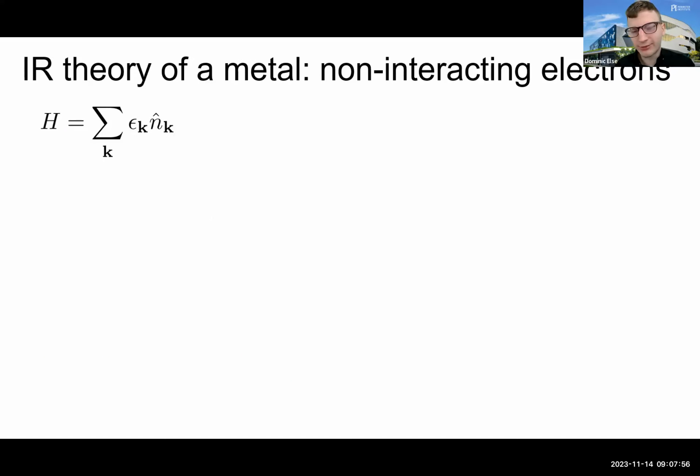And so what is the nature of a metal? Well, we could start with the simplest case, where you just have non-interacting electrons. So free fermions, if you like. Then you can just diagonalize the Hamiltonian and write it in terms of the single particle occupation numbers. So these n_k are the single particle occupation numbers, which, since you have translational symmetry, are labeled by the momentum.